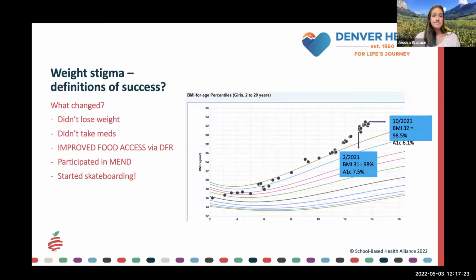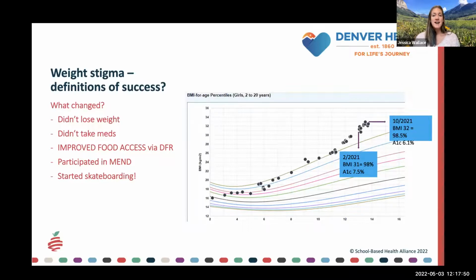She didn't lose weight. She didn't take meds. We improved her food access by connecting her to an external resource, in this case, Denver Food Rescue, and we help distribute food for them twice a week in 2 of our clinics. She participated in MEND. She was working on the healthy goals. She was becoming more empowered, and had more knowledge around what she wanted to work on and what she needed to work on. She got really into skateboarding.